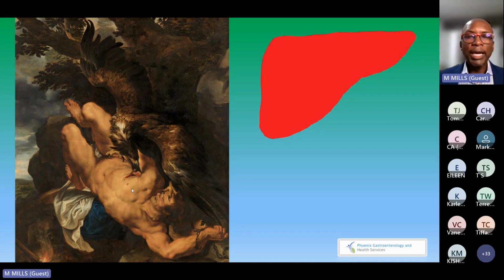So this is highlighting the fact that the liver is actually, first of all, the largest solid organ in the body, heaviest organ as well, single organ.